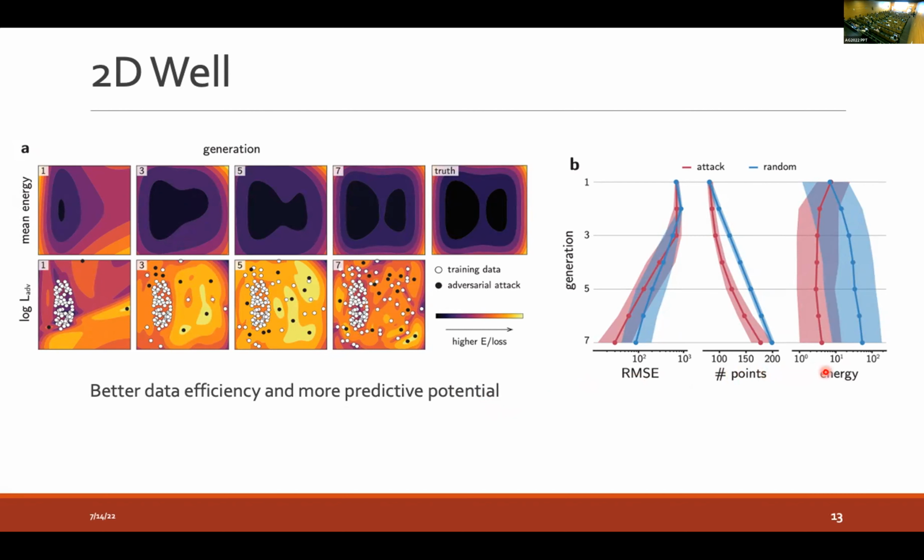Your comparison here should be either random in high dimensions, which will not work, or doing MD, just doing MD for whatever, 100 nanoseconds, bumping into the frames and adding them to the pool.